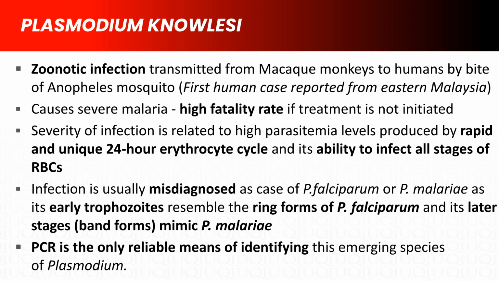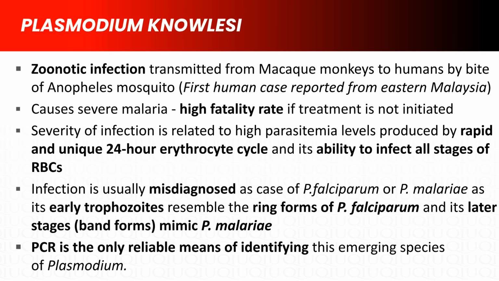Plasmodium knowlesi deserves special attention as an emerging zoonotic infection. It's naturally transmitted from macaque monkeys to humans by Anopheles mosquito bites, with the first human case reported from eastern Malaysia. It causes severe malaria with a high fatality rate if treatment isn't initiated promptly. The severity relates to P. knowlesi's unique 24-hour erythrocytic cycle, the shortest of all Plasmodium species, allowing extremely rapid parasite multiplication and high parasitemia levels. It can also infect red blood cells of all ages, contributing to high parasite burdens.